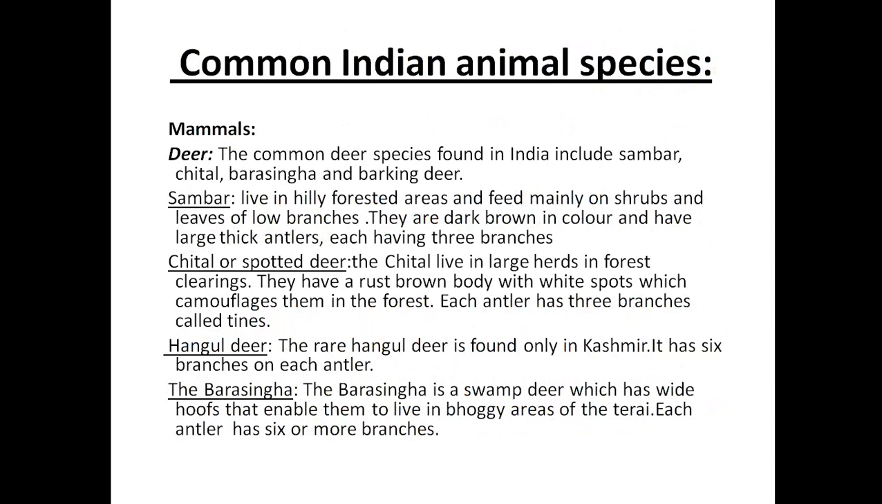Then in this biodiversity chapter, we will talk about some common Indian animal species and whether they are rare or whether they are endangered or not. So among the mammals, we can go and see the deer family. The common deer species found in India include the sambar, the cheetal, barasinga, and barking deer.